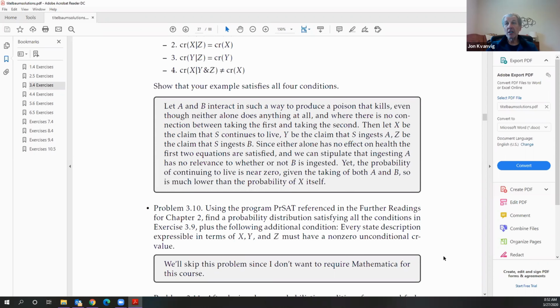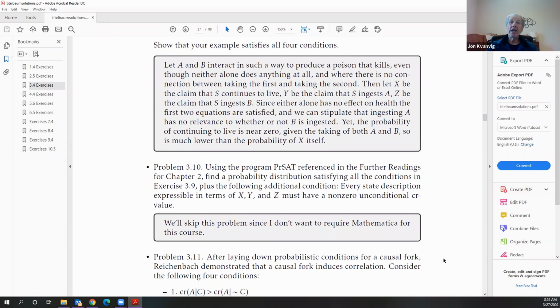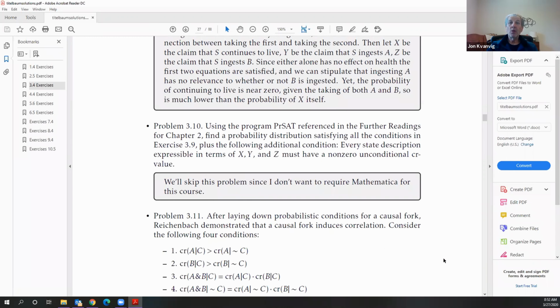I've played around with it a little bit, but I don't want to require it. So we're going to skip this problem. Let's move on to Reichenbach and 3.11.